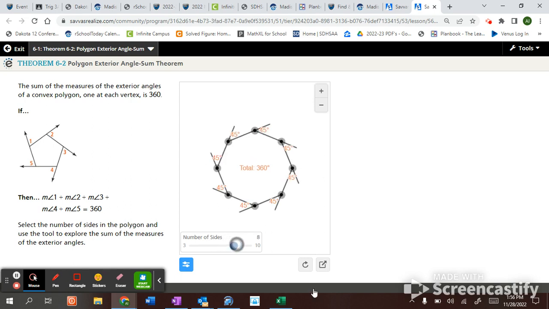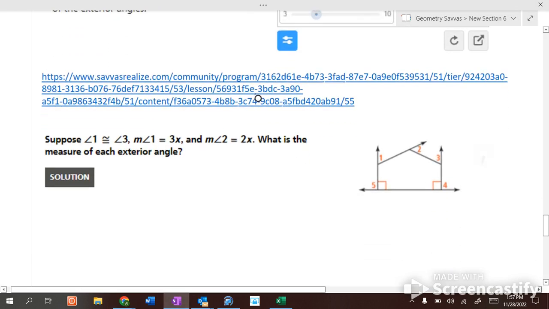If I move my slider, now I have 8 sides. They add up to 360. If I go like this, they still add up to 360, no matter what I do. But if I make an innie out of it, oh, it won't let me. The program won't let me make an innie. But it's always going to add up to 360 degrees. All right.